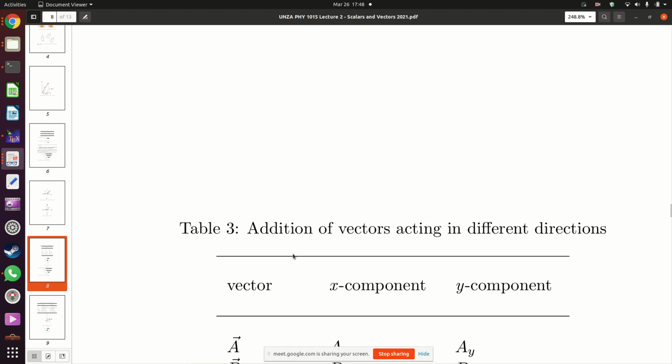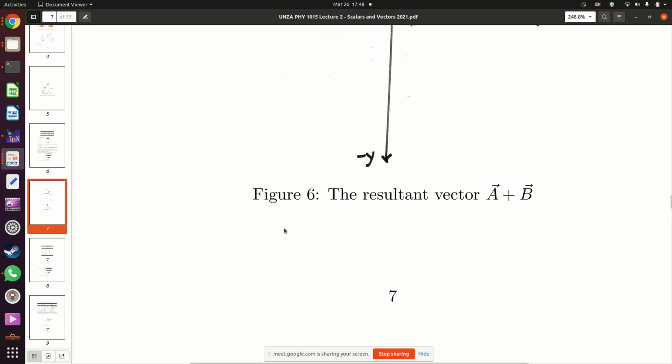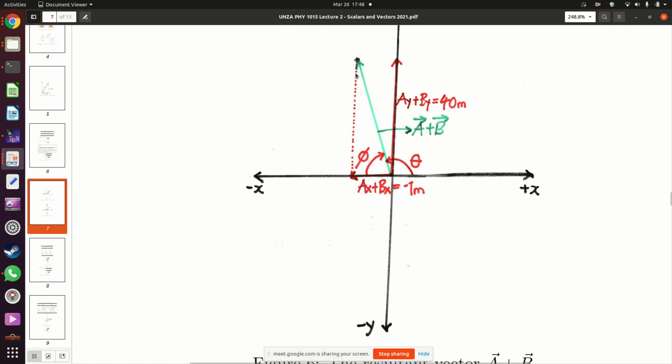So that's how you find the size of A plus B, and also how you work out the angle. As long as the vector is in the second quadrant, the third quadrant, or the fourth quadrant, you need to work out phi. Because in those quadrants, phi, the angle of the triangle you form from the components and the vector itself, is not the same as theta. Phi and theta are only the same in the first quadrant.